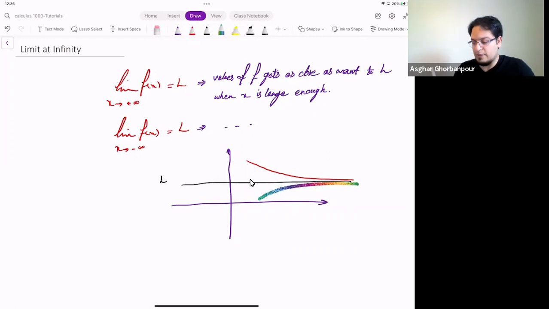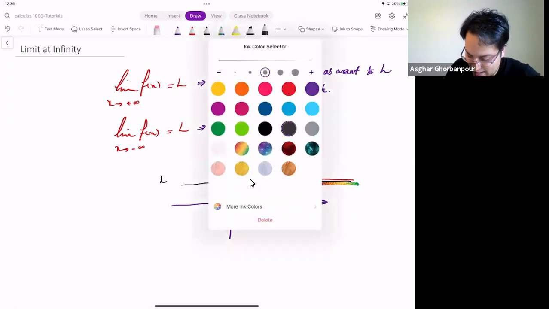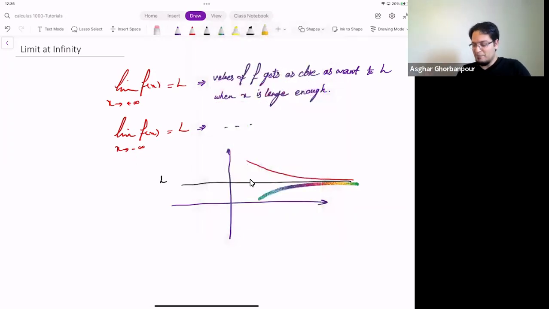That's a pen that my daughter uses for her work on my tablet. So it's so nice and shiny and rainbowy.